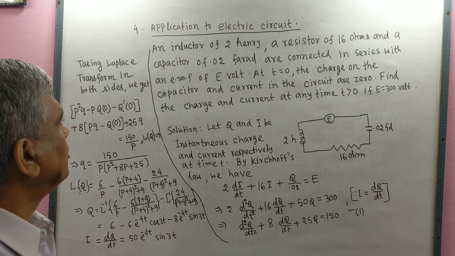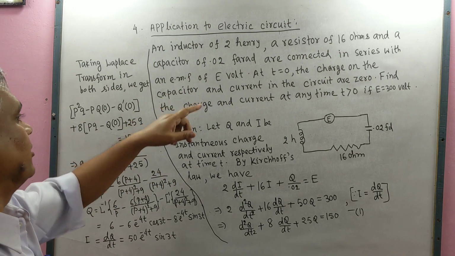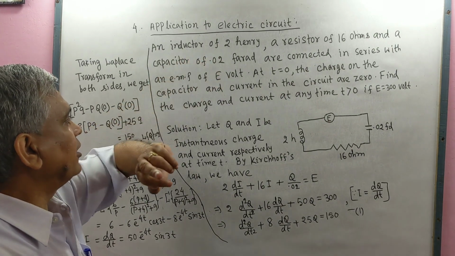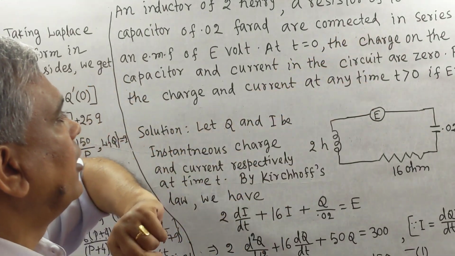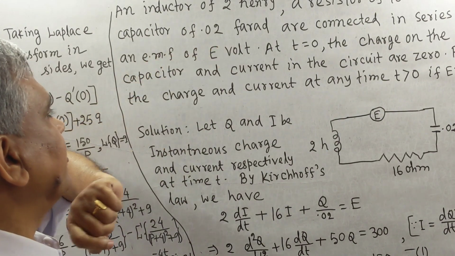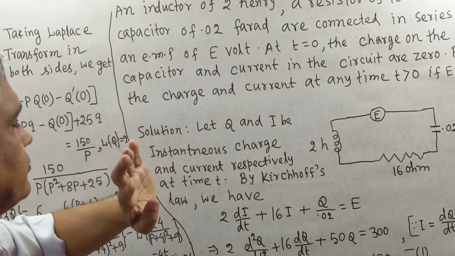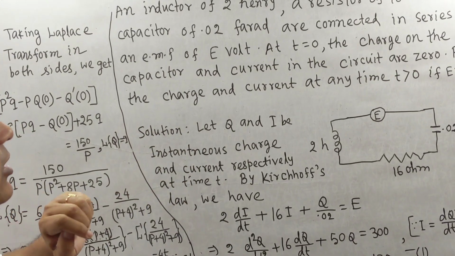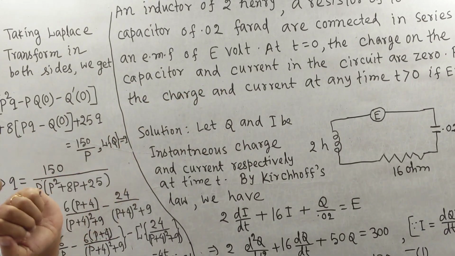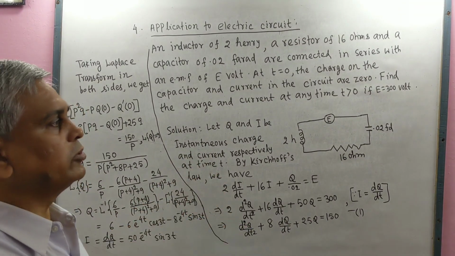Now we apply the Laplace transformation in an electric circuit. A problem is given. An inductor of 2 henry, a resistor of 16 ohms and a capacitor of 0.02 farad are connected in series with an electromotive force of E volt. At t = 0, the charge on the capacitor and the current in the circuit are 0. Find the charge and current at any time t greater than 0 if E = 300 volt.